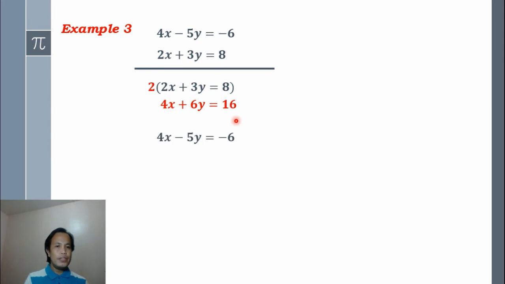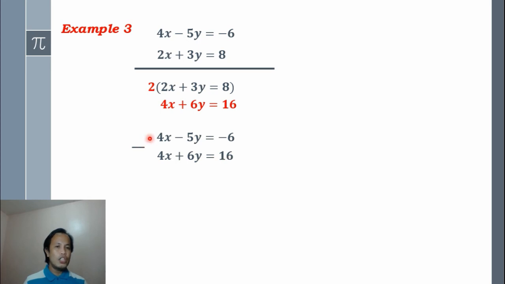So we copy the first equation, which is 4x minus 5y equals negative 6. And we also copy the new second equation, which is 4x plus 6y equals 16. This time, we have the same numerical coefficient and the same sign. Since they have the same sign, we need to use subtraction. Since this is subtraction, all the signs in the subtrahend shall be changed. So this will become negative 4x, this will become negative 6y, and this will become negative 16.